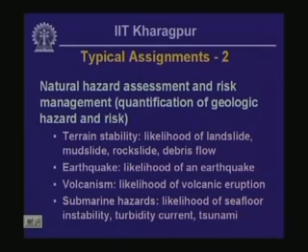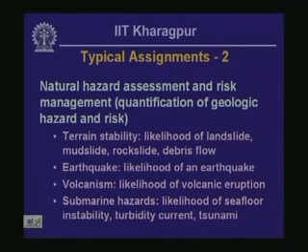Then they also deal with submarine hazards, like the likelihood of seafloor movement, whether there is any likelihood of a turbidity current or tsunami caused by seafloor instability or an earthquake taking place very near the seafloor. So these are the assignments typically entrusted to engineering geologists, which involve assessment of natural hazard and risk management.